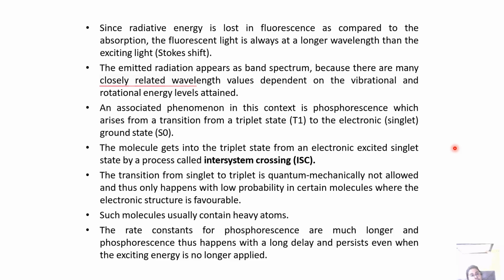The molecule gets into the triplet state from an electronic excited singlet state by a process called intersystem crossing, or ISC. The transition from singlet to triplet is quantum mechanically not allowed, and this only happens with low probability in certain molecules where the electronic structure is favorable. Such molecules usually contain heavy atoms. So the rate constants for phosphorescence are much longer, and phosphorescence thus happens with a long delay and persists even when the exciting energy is no longer applied.